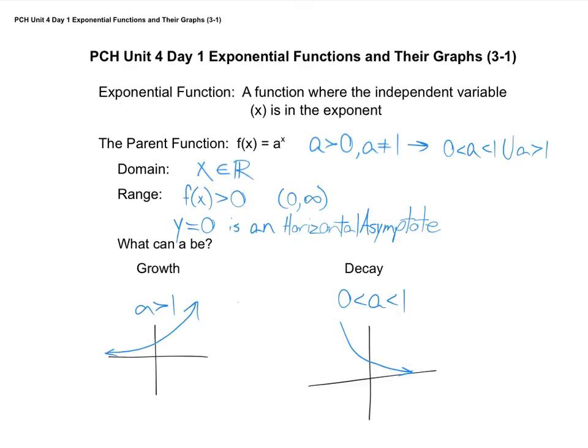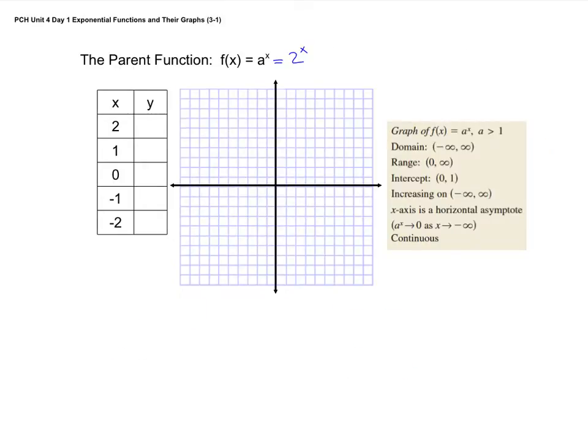Alright, makes sense so far? Alright, so let's consider our parent function with a base of 2. So we have 2 to the x here. Let's graph this first of all by finding a few points. So if x is 2, what does y equal? 4. So we have (2, 4).